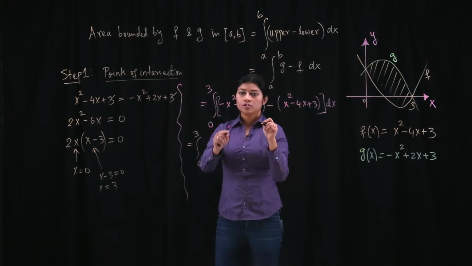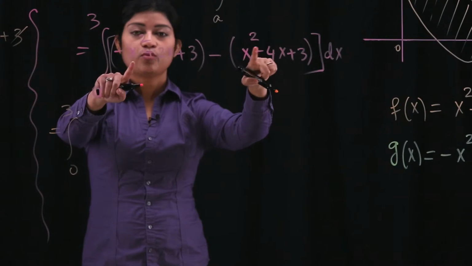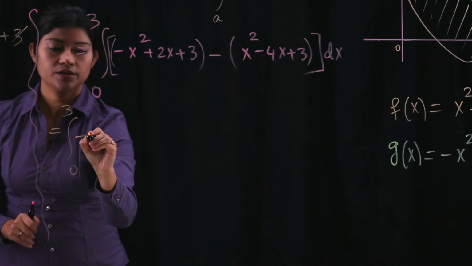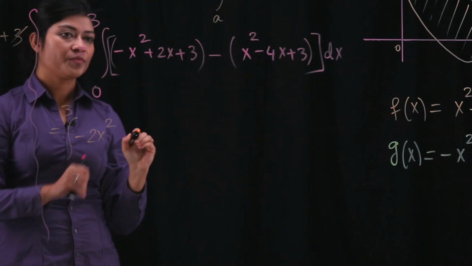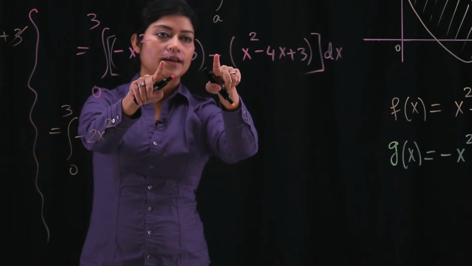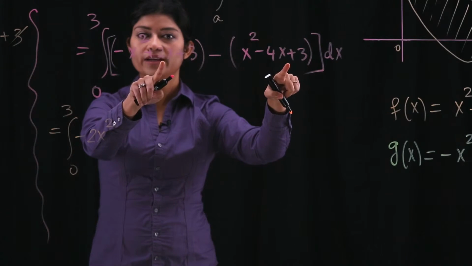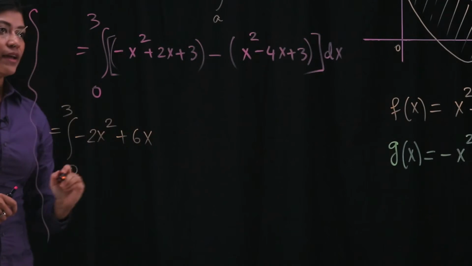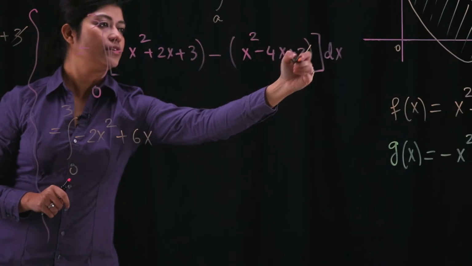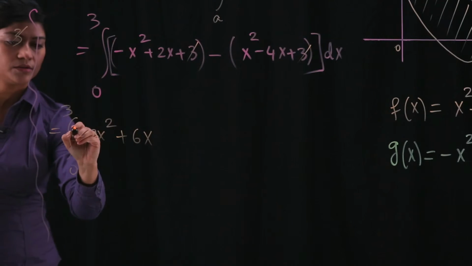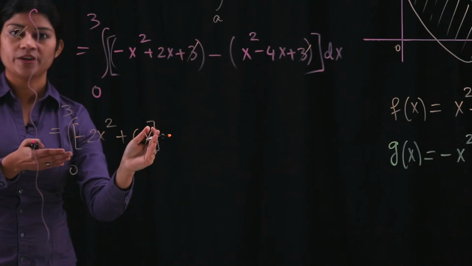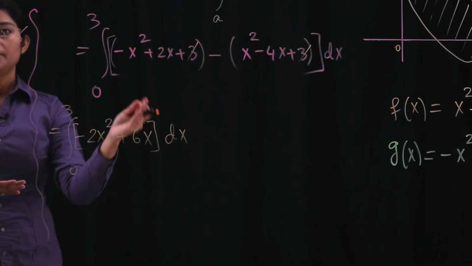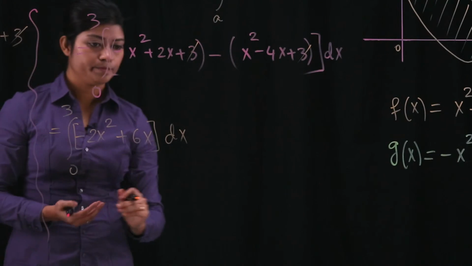There are common terms, right? The x squared terms are like terms, so you can combine them. Here's a negative x squared and a negative x squared, so you'll have negative 2x squared. Then you have a positive 2x and a negative of negative 4x, so positive 4x. So 4 plus 2, that's 6x. And then the 3 minus 3 cancels. So this is the simplified expression for the function. Now we just find the antiderivative, plug in the limits, and then we'll be done.